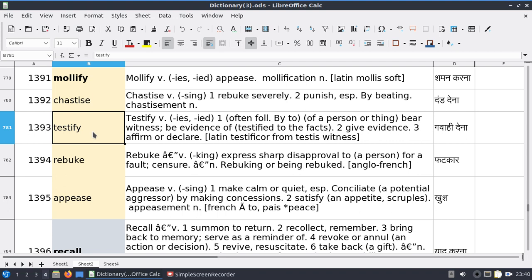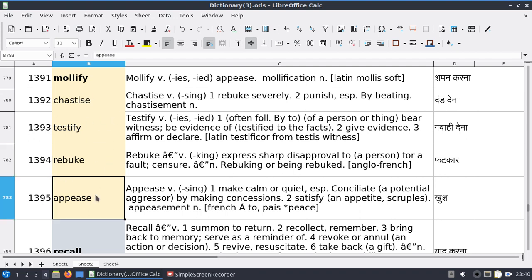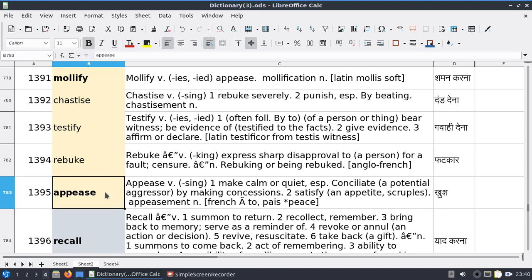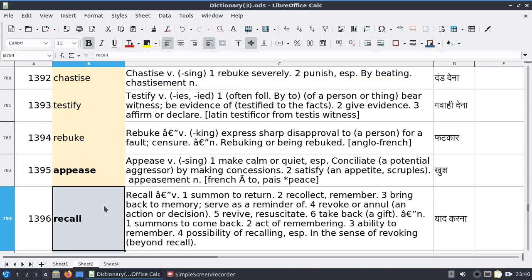Rebuke. Rebuke is kind of chastise again. That is censoring. It is expressing sharp disapproval. Right. That is also chastise, and rebuke are actually synonyms. Appease. Appease is equal to mollify that we had discussed earlier. To please someone, to calm them down. That is appease. Appease is also mollify.